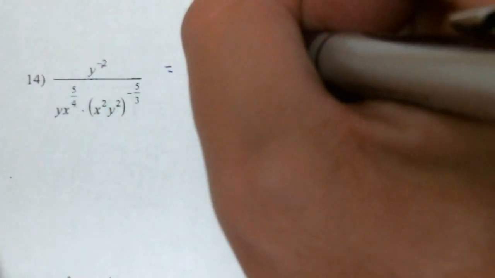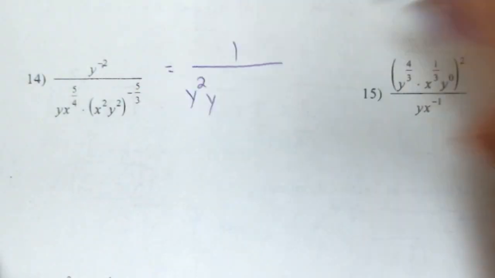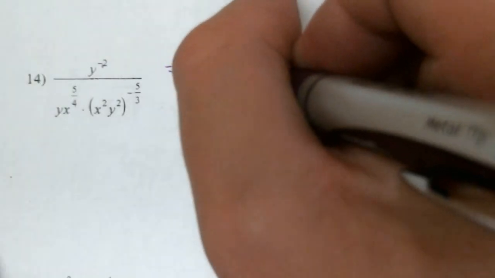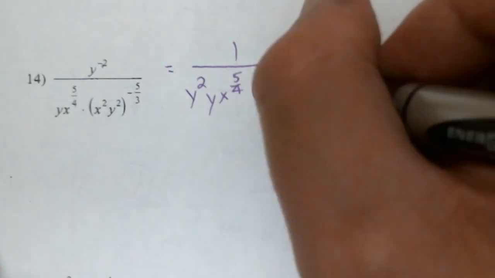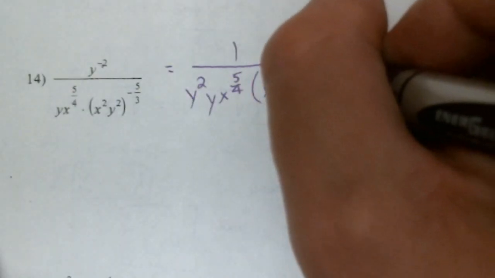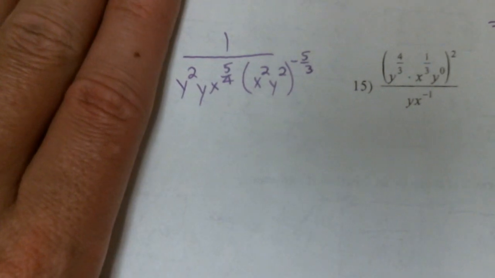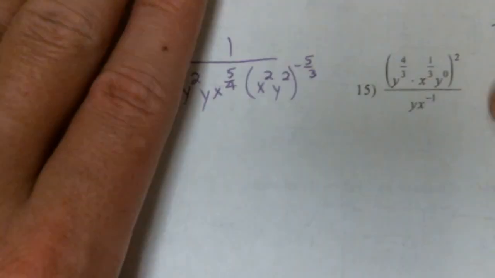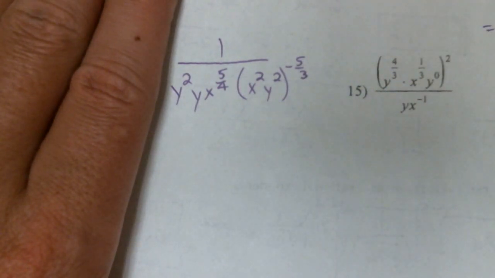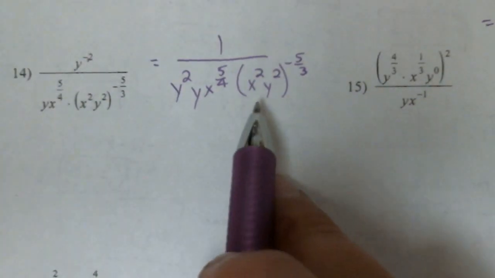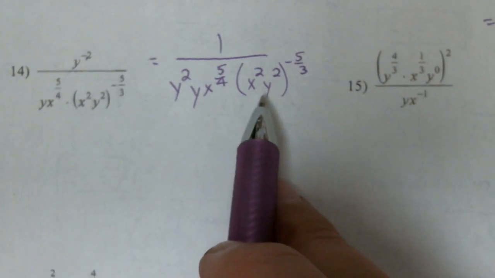So that means I'm going to have a 1 over y squared, y on the bottom, x to the 5/4, parentheses, x squared, y squared, all raised to the -5/3. Now if I just gave you this problem, that doesn't look nearly as intimidating as something like that, right? I got a nice pretty 1 on top, okay? All right, so let's go ahead and see if we can simplify, okay?